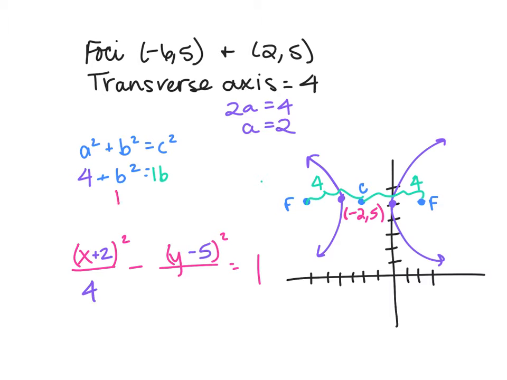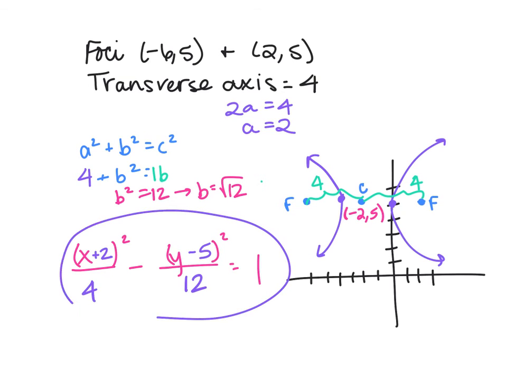So just solve this really quick. Subtract the 4 over. b squared is 12, which means b will just be the square root of 12. So in the equation, you square it. We put a 12 in place of b squared. And that's it. We have our equation for a hyperbola.